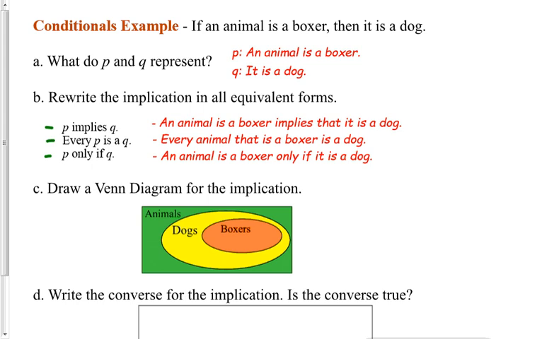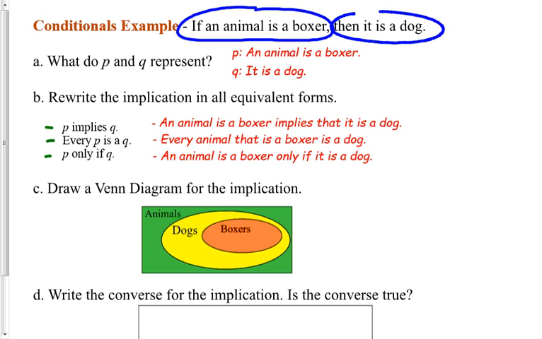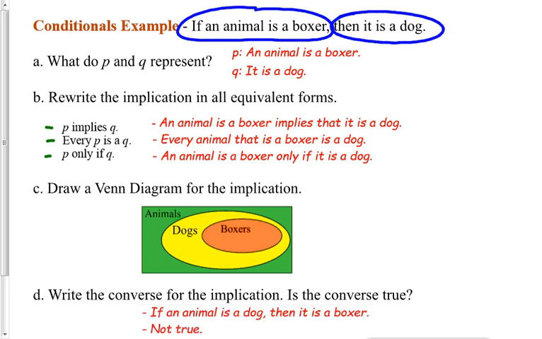And lastly, part D. Write the converse for the implication. And is the converse true? Well, we know the converse is when we take the 2 parts of a conditional statement, an if-then statement, and we switch them. So, the converse would state, if an animal is a dog, then it is a boxer. And this clearly is not true.